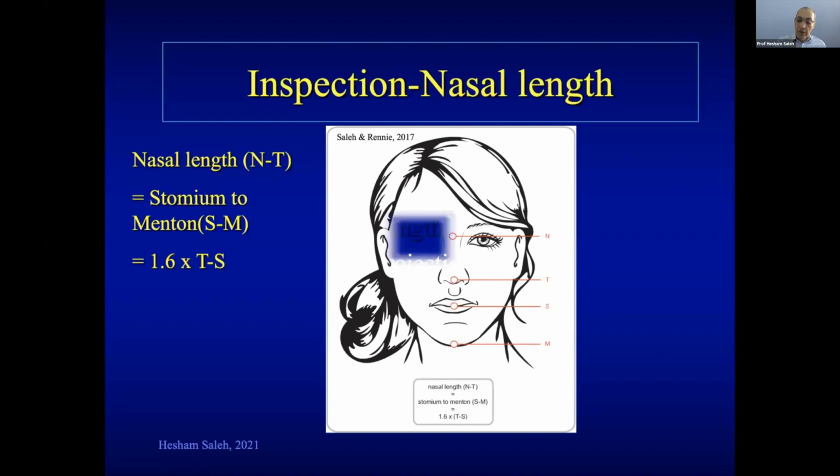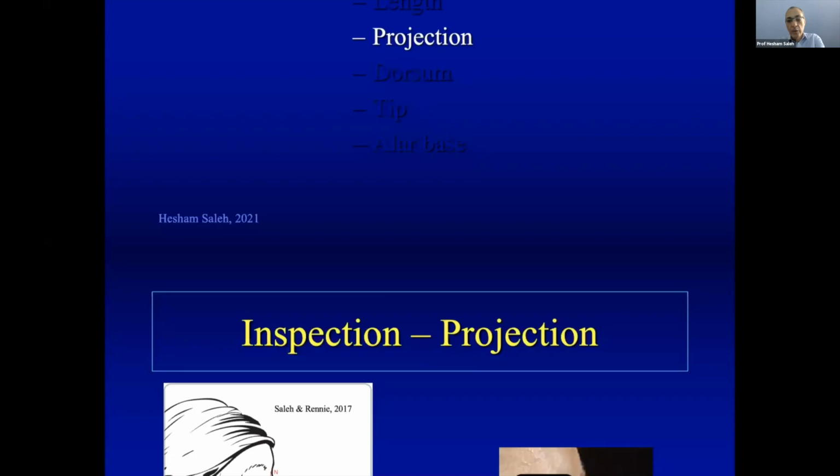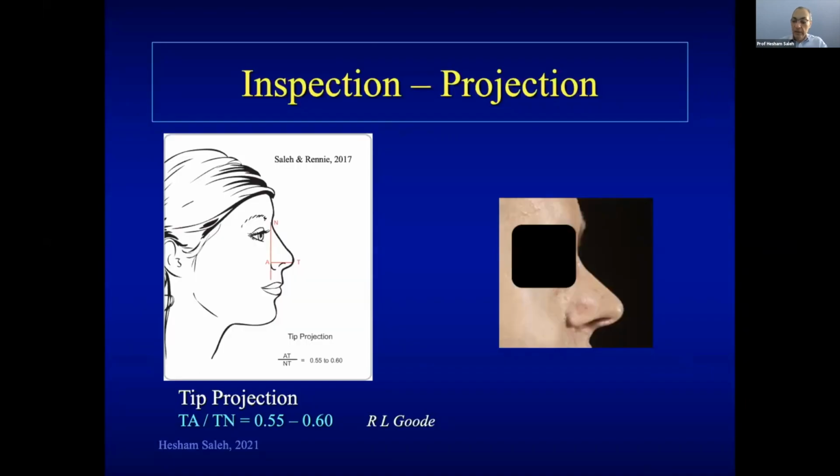Projection of the tip is really important. A lot of patients say my nose is too big from the side, or the tip is too long, and the projection is from the tip here to the alar groove. This is a really nice way of measuring it, and it's actually good for the exams. This is the Goode rule, or Goode equation: the distance from the tip to the alar groove divided by the distance from the tip to the nasion is equal to 0.55 to 0.6.